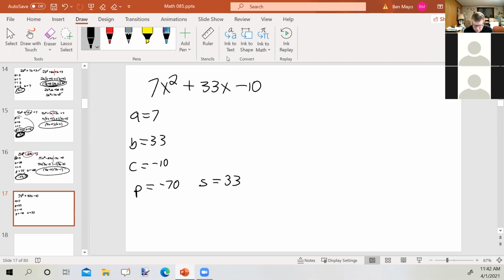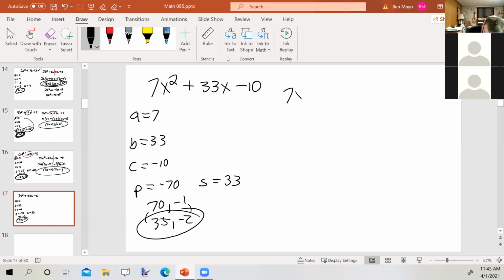I'm looking for two numbers whose product is negative. So I have to have a positive factor and a negative factor. But when I add those two numbers as a sum, the result is positive. So that means the bigger number, or the one with the higher absolute value, has to be positive. So I'm talking a big positive, little negative. How about 70 and negative 1? No, that's too big. How about 35 and negative 2? Cut that in half, double that. There you go. 35 times negative 2 is negative 70. 35 plus negative 2 is positive 33.